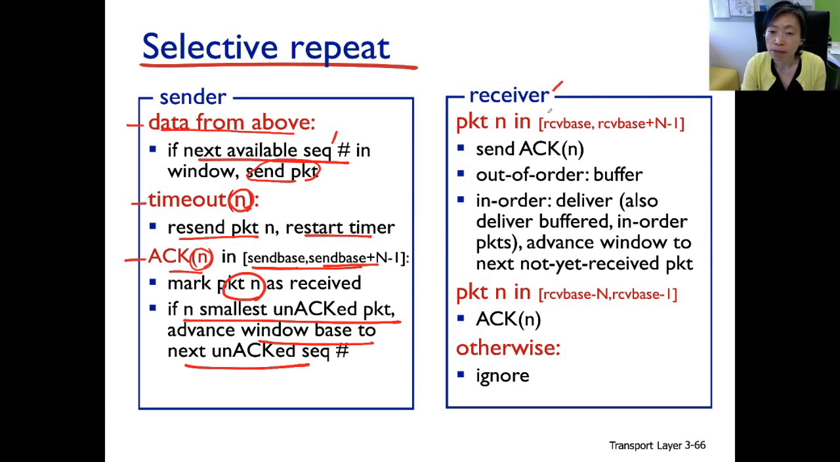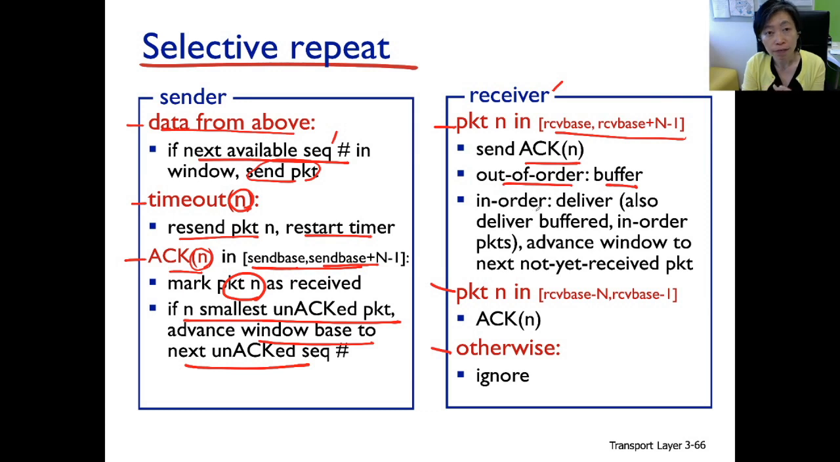Similarly here at the receiver end, there are 1, 2, 3 transitions. The first transition is if we receive a data packet that's within this range, receive base and receive base plus n minus 1. That is reasonable, as expected. Then we send an individual acknowledgement. So if it's packet n, then ACK n. If this packet is not expected, meaning it's out of order, then we will buffer it. So these will be the pink packets.